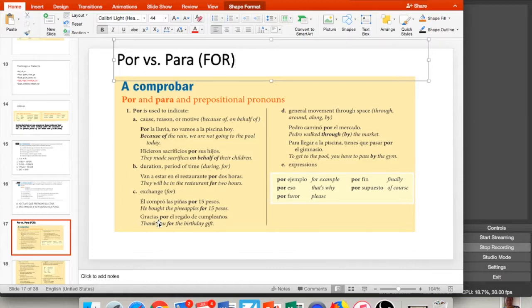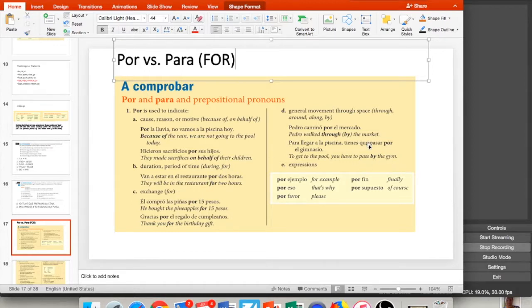Another common example would be a duration or a period of time. So, van a estar en el restaurante por dos horas. They're going to be in the restaurant for 2 hours. We're talking about a duration of time, so we're using por instead of para here.